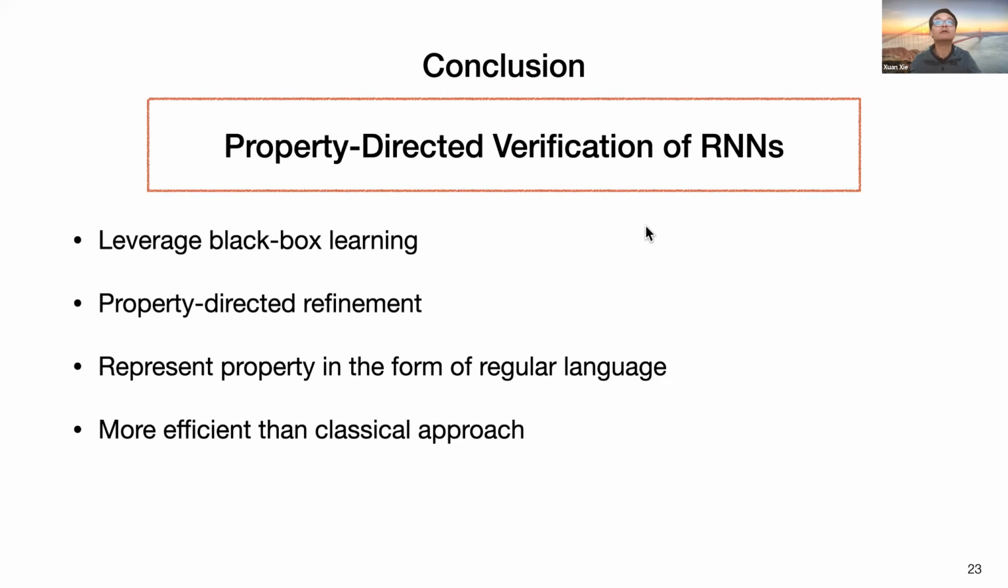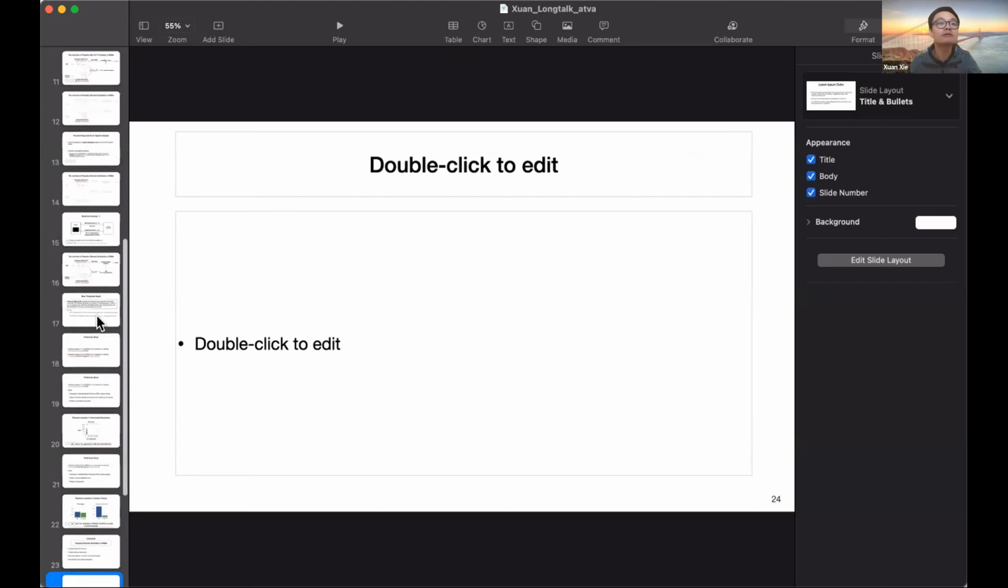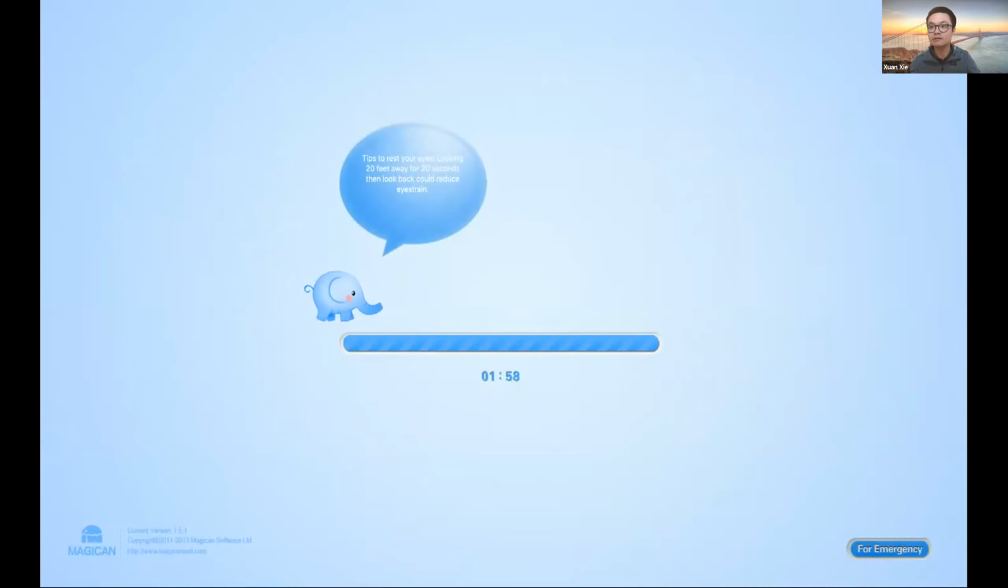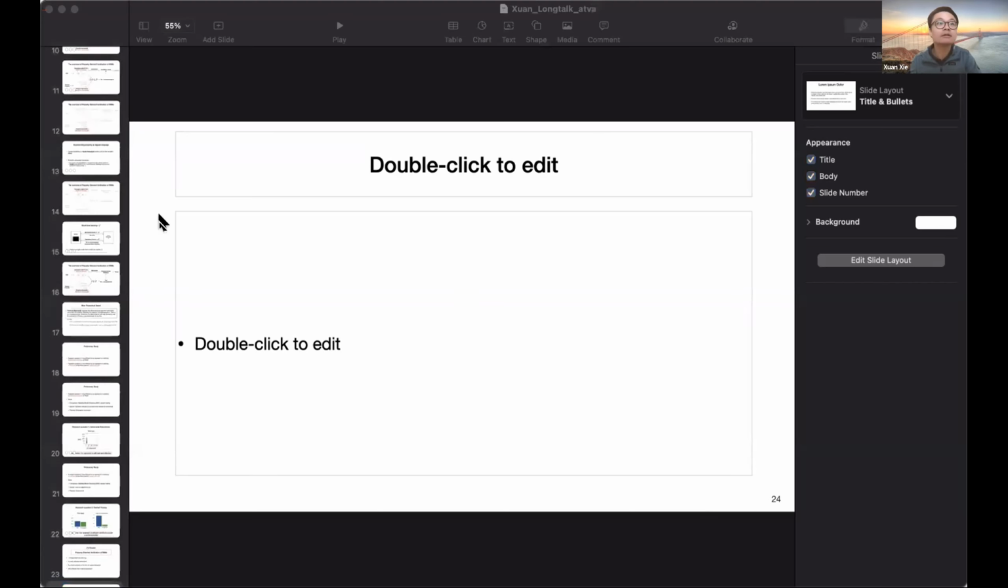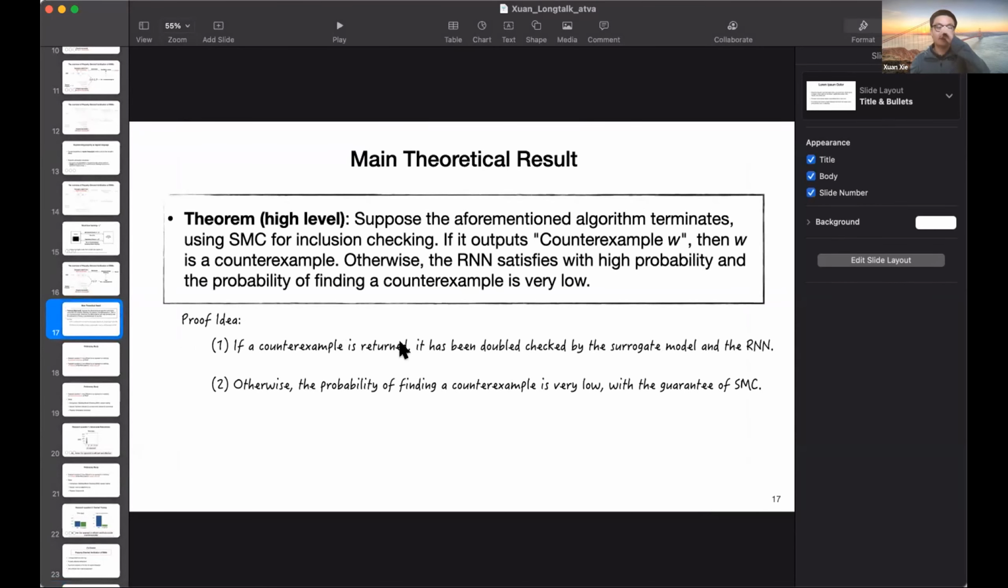Yes. In our paper, we have shown and proved that because we use statistical model checking to check how close the surrogate model and the RNN are, we can get a statistical guarantee, and find a counterexample sample if it is not close. So you have some theoretical guarantee. Yes.